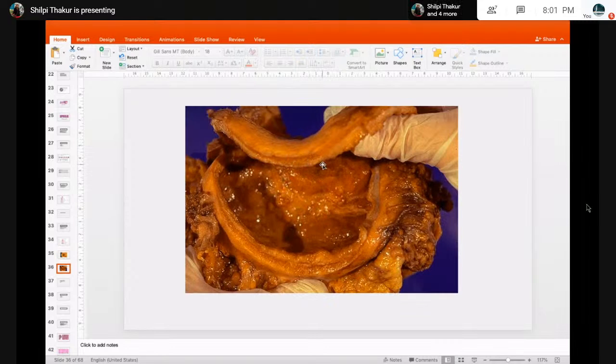This is a gross photograph of type 4, which is the linitis plastica. This is actually the leather bottle appearance of the stomach. So this is all infiltrated.